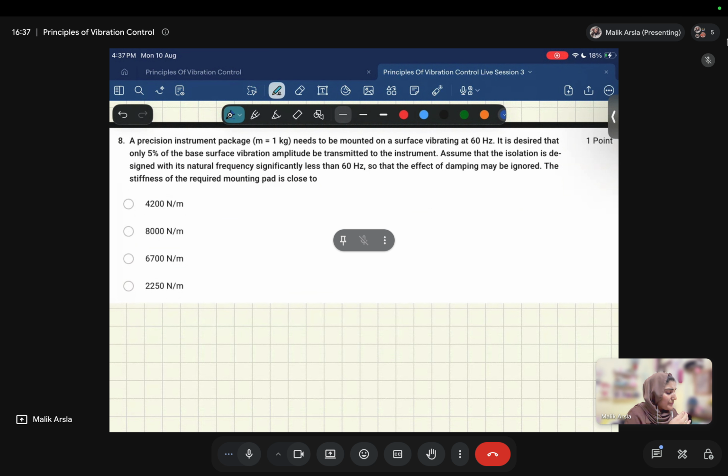Now moving to the next question. Okay, so a precision instrument package, so basically it is a sort of a vibration isolator which we are using, needs to be mounted on a surface vibrating at 60 hertz. So we have a surface which can be known as our system, which is vibrating at 60 hertz. Okay, so our frequency is 60 hertz.